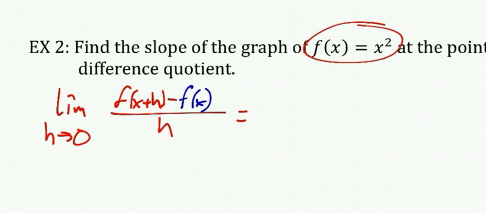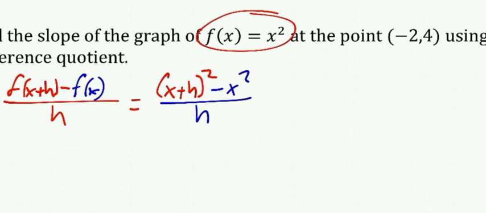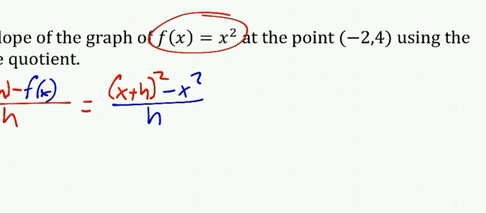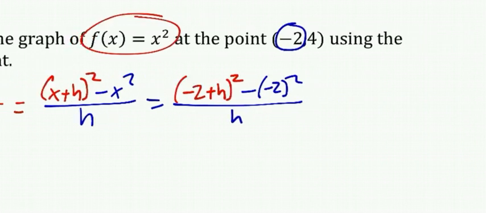Now, we're doing this function f of x equals x squared. So f of x plus h is actually going to be, instead of x squared, x plus h squared, minus the f of x, well, that's just normal x squared. And we're going to divide that by h. Right now, we just have a lot of symbols here. Now, what we can do is start plugging in our x values. So we're going to plug in the x value of -2. So in the first part, it's going to be -2 plus h squared, and then minus that -2 squared, still over h. We still don't know what h is.